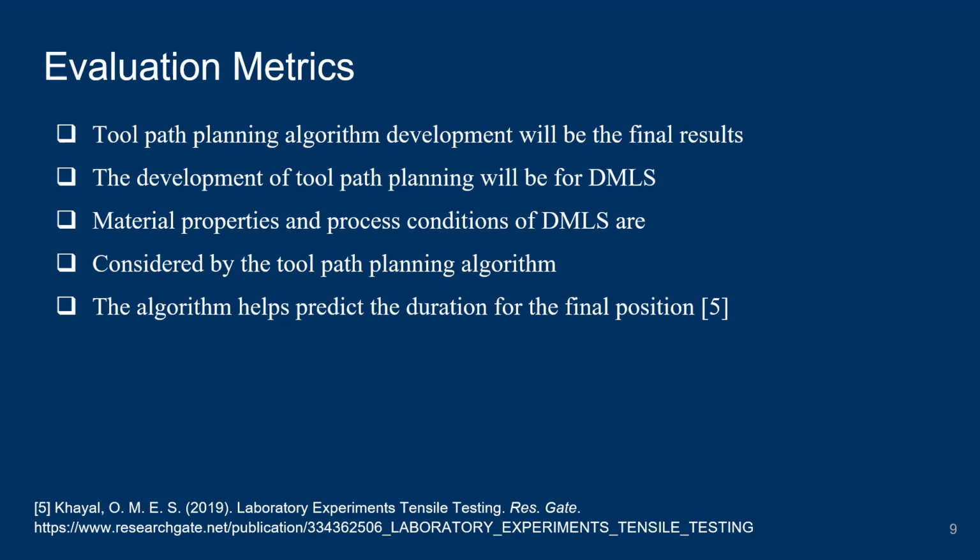Evaluation metric. The final result of this project is the development of the two-pass planning algorithm for the DMLS. The algorithm takes into account both material properties and process conditions of the DMLS, as well as the geometry of the parts being created by DMLS.